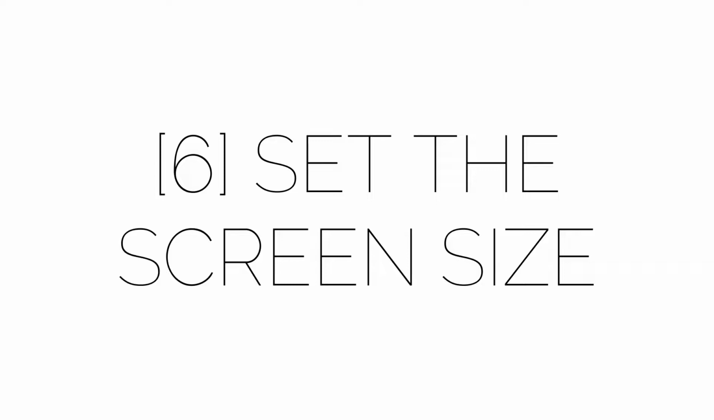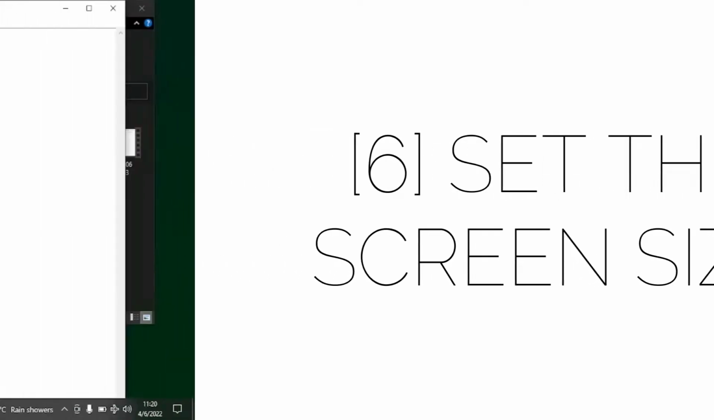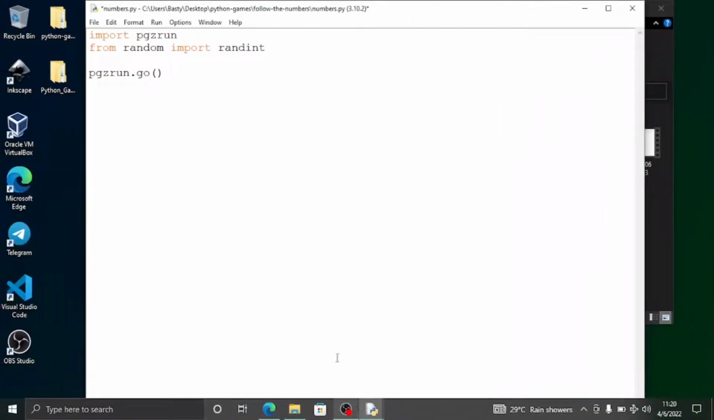Sixth step, set the screen size. Next, you need to set the size of the screen for your game. Type these lines under the code from step 5: WIDTH = 400, HEIGHT = 400. This declares the global variables to set the screen size in pixels.